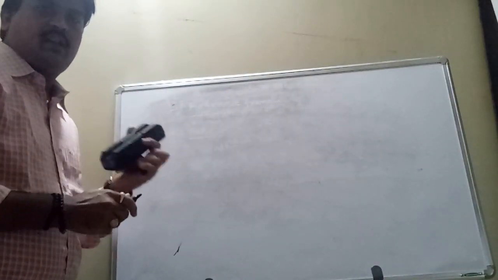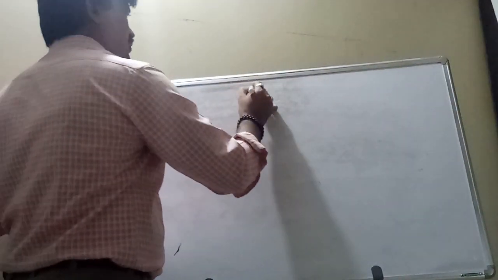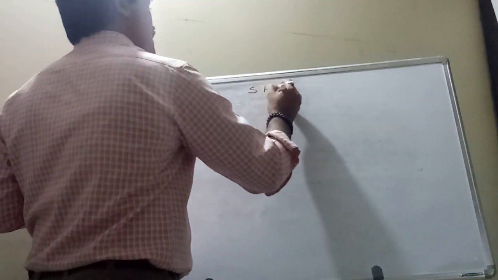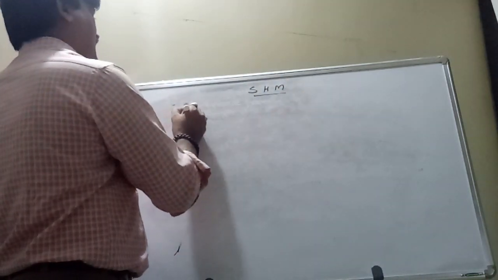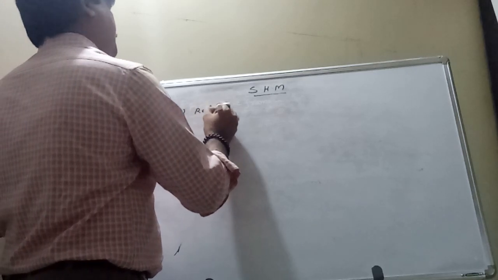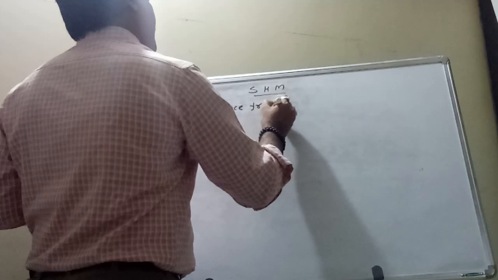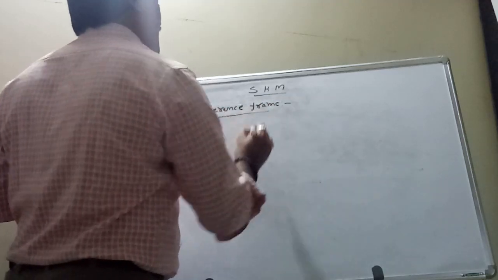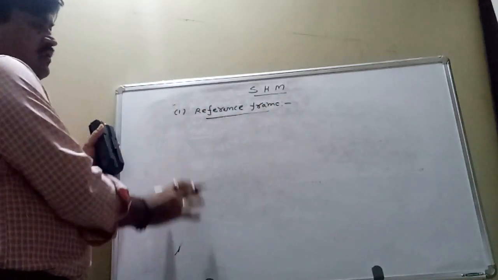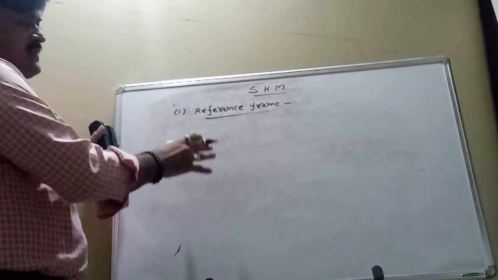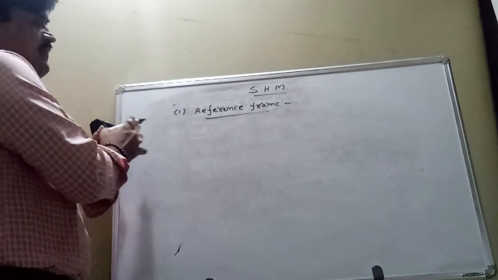Good evening students, today's lesson is SHM, simple harmonic motion. First, reference frame. All observations made in a background are called a reference frame. Board, wall is a reference frame. 2D space, 3D space are also reference frames.